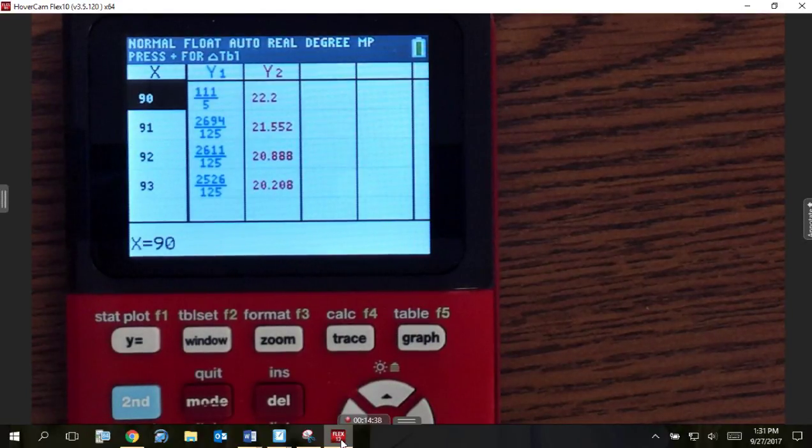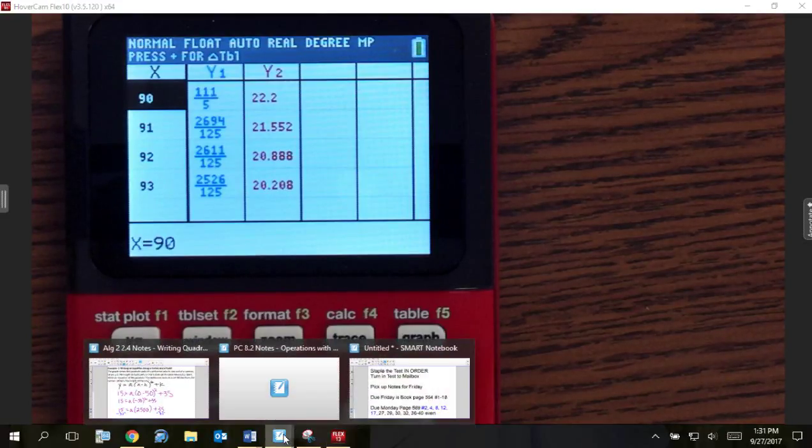22.2. You might have gotten 111 over 5 because you typed it in as a fraction. It does not really make sense for me to say, oh, that's 111 fifths feet. You'd be like, what? But if I said 22.2 feet, you'd say, oh, okay, good. Right? So I would write 22.2 feet.